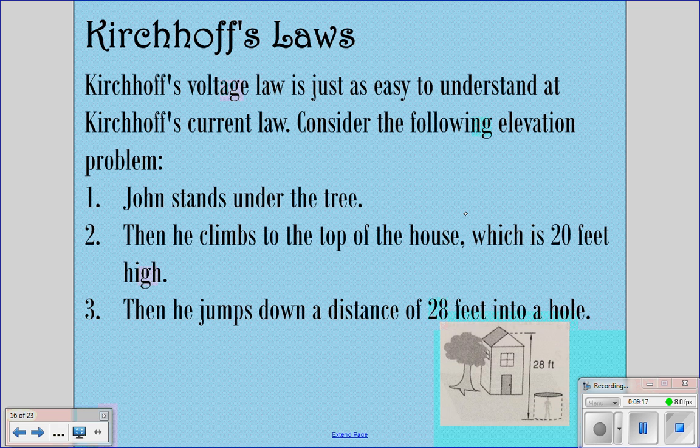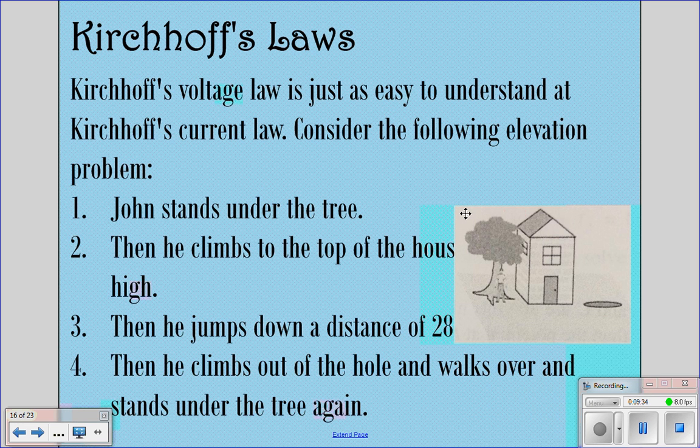Please do not go jump 28 feet off of a house into a hole, because you will break something. And then you're going to blame it on your physics book because they had someone jump down a hole and they didn't hurt themselves. Don't do it. So we've got him jumping down into a hole. And then he climbs out of the hole and he walks over and again is standing under the tree. Okay? So we've got him back at the tree.